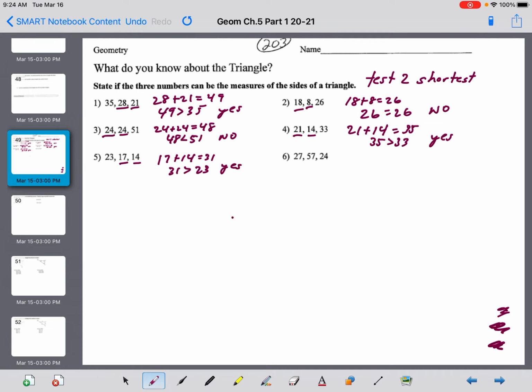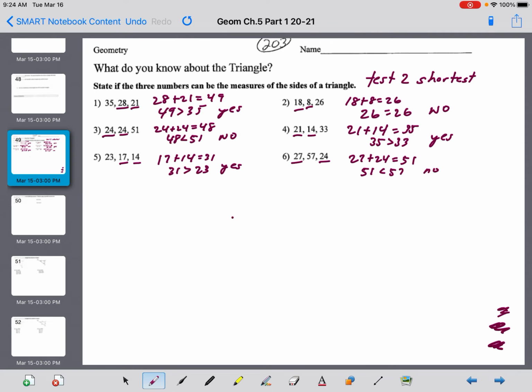Remember, the two shortest have to be greater than the longest when you add them together. The two shorts in the last one, number 6, are the 27 and the 24. That adds up to 51. And 51 is not greater than 57. So we're going back to a no. All right, yes, no, no, yes, yes, no. That's it for that set.